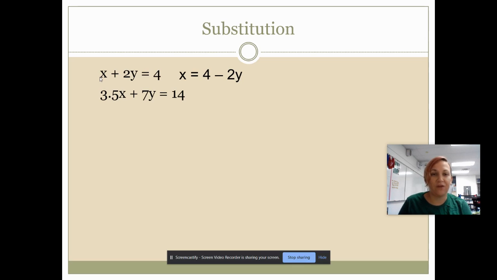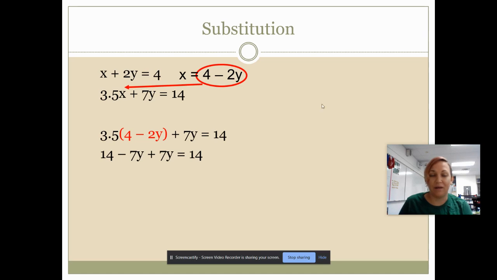Now that I have solved for x, I will be taking 4 minus 2y, and I will be substituting it into the other equation where the letter x is. So again, make sure that you're never substituting it back into the equation that you got it from. Always substitute it into the other equation. Also remember, it's good to substitute using parentheses so that you remember to distribute. That's going to be my next step right now. I'm going to distribute the 3.5 to the 4 and the minus 2y.